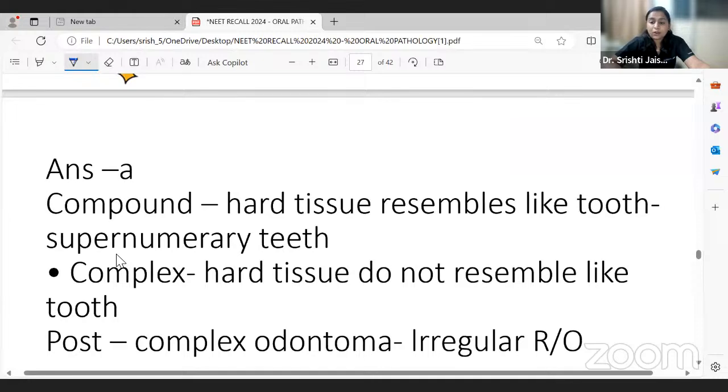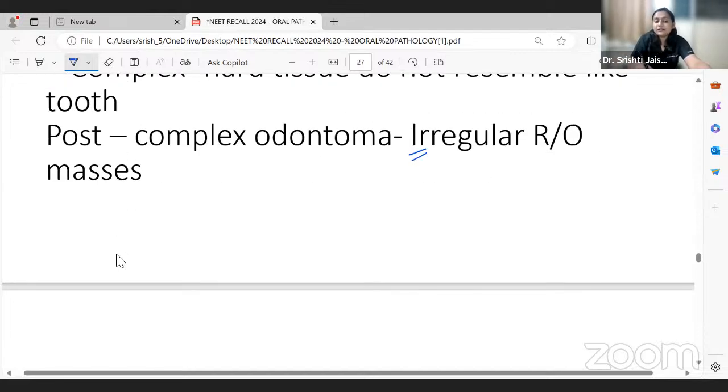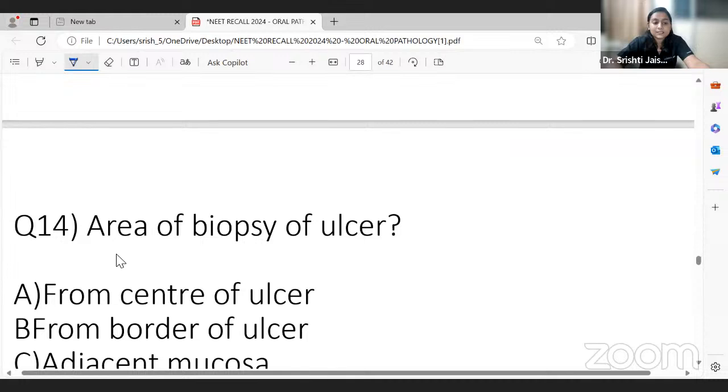So compound, complex. We have learned this complex region is always complex. Okay, so complex odontome is most commonly seen in the posterior. Compound is most commonly seen in the anterior. So in the posterior, it is seen as an irregular radiopaque mass.